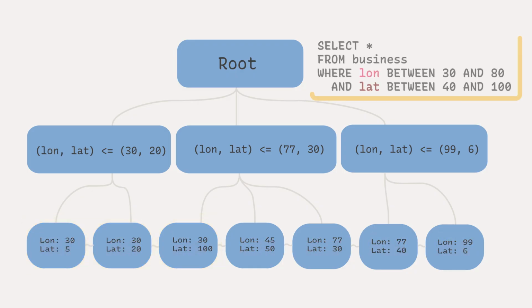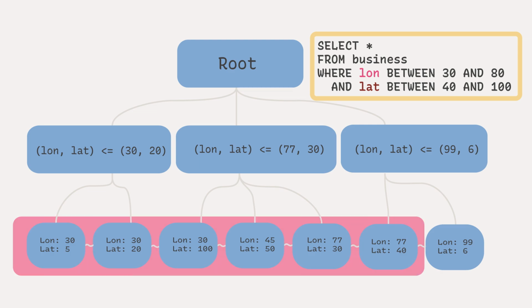That means latitude is only sorted locally, within each longitude group, but across the whole dataset, latitude is not globally ordered. So when you run a query that filters by both longitude and latitude, the index can quickly find rows within the longitude range, but it still has to look through all those rows one by one to see which ones also fall within the latitude range.